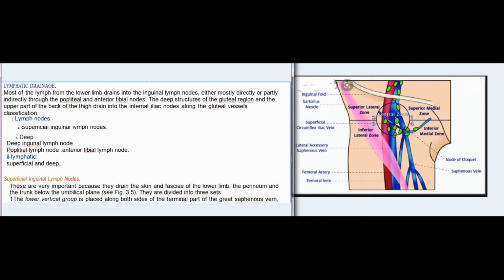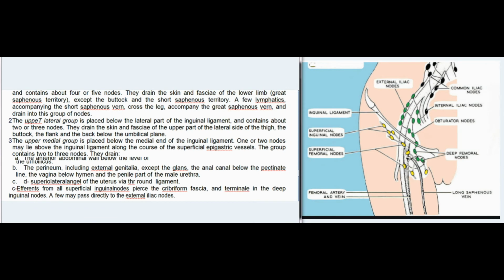Superficial inguinal lymph nodes. These are very important because they drain the skin and fasciae of the lower limb, the perineum and the trunk below the umbilical plane, see Fig 3.5. They are divided into 3 sets. 1. The lower vertical group is placed along both sides of the terminal part of the great saphenous vein, and contains about 4 or 5 nodes.